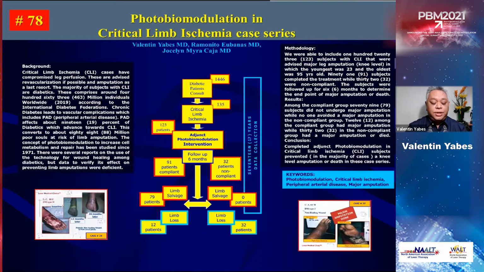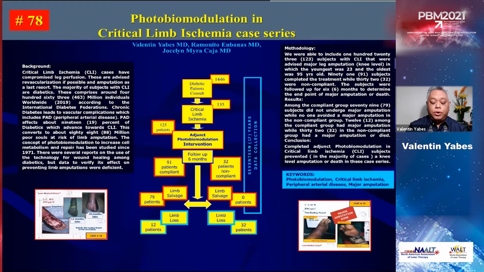CLI is often seen among diabetics, and in 2019, there were about 463 million worldwide. Diabetes leads to vascular complications like peripheral artery disease or PAD. PAD affects about 19% of diabetics, which progresses towards CLI. This converts to about 88 million poor souls at risk of limb amputation.